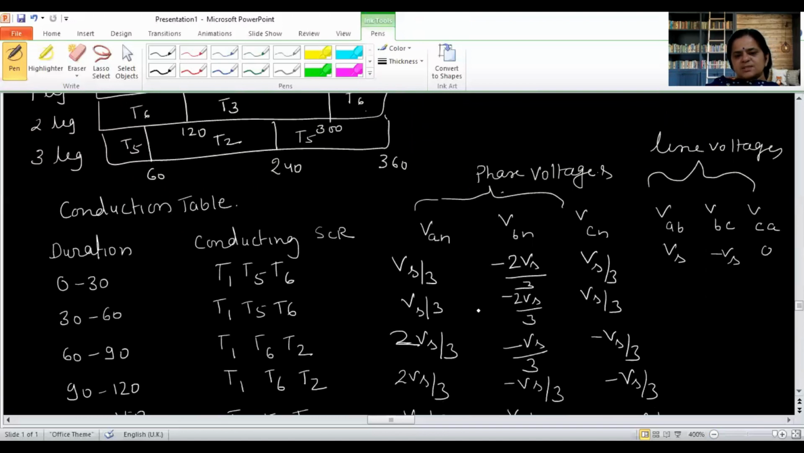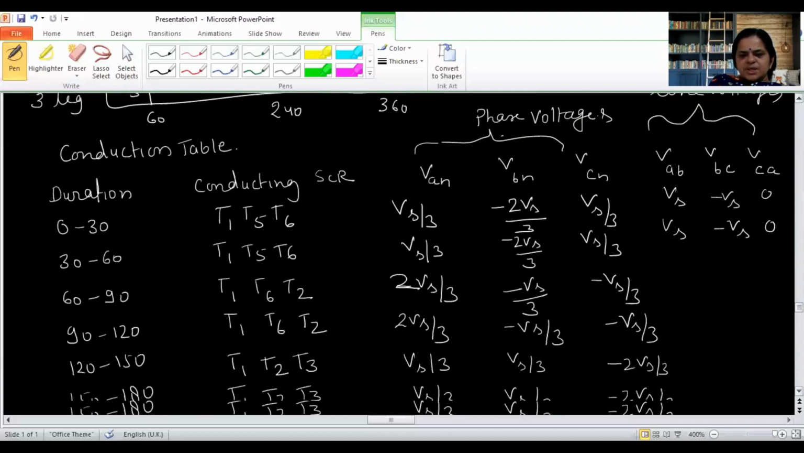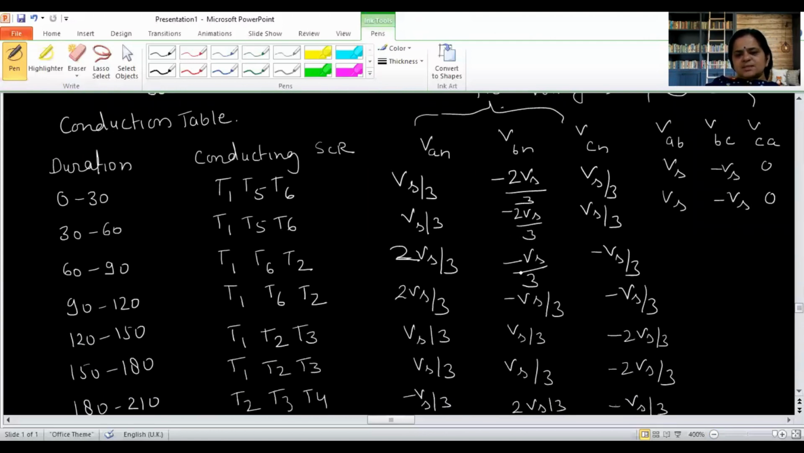VAB means this minus this. So again, I will get Vs, minus Vs, and 0. Now for the next duration, VAB means this minus this. So what am I going to get? This minus of this. So I am going to get Vs. And VBC means this minus this. So it is coming 0. And this minus this. So it will come minus Vs. So again Vs, 0, minus Vs.